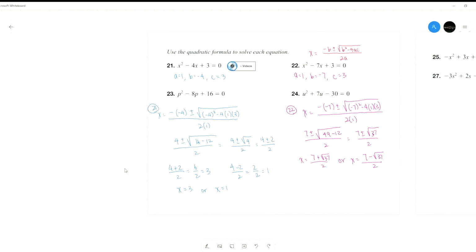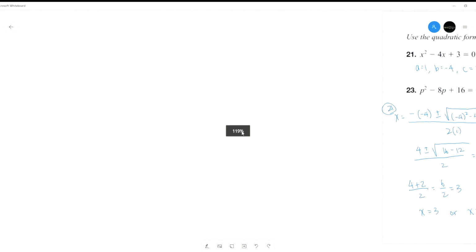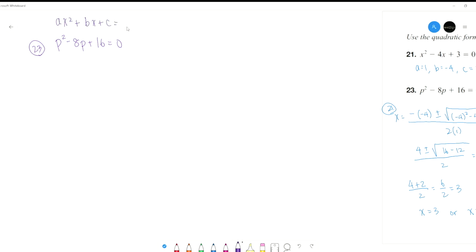All right, well, let me go to the left here for more space to do number 23. Number 23. I'll write down the equation. p squared minus 8p plus 16 is equal to 0. And remember, for all quadratic formula problems, you have to first write it in terms of the standard form, ax squared plus bx plus c is equal to 0, before you can do it, right? If it's not equal to 0, you have to set it equal to 0 first.